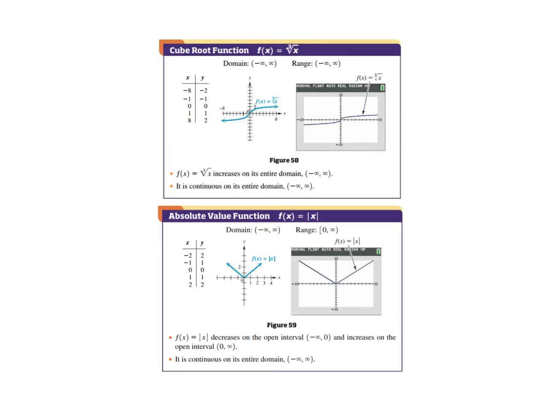Okay, a couple here, cube root. So any odd root looks like this, and notice that this one has a domain of all real numbers again, because we can take the cube root of a negative number. Okay, so odd roots actually have a bigger domain than even roots. Now, the one below it is the absolute value function.